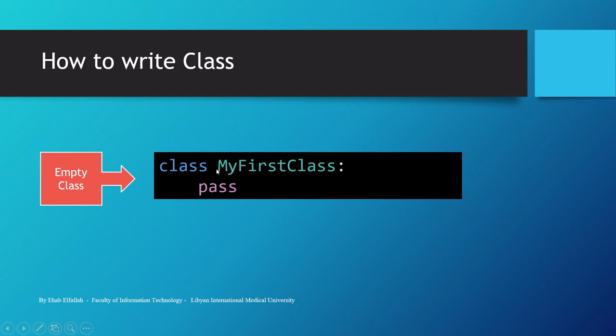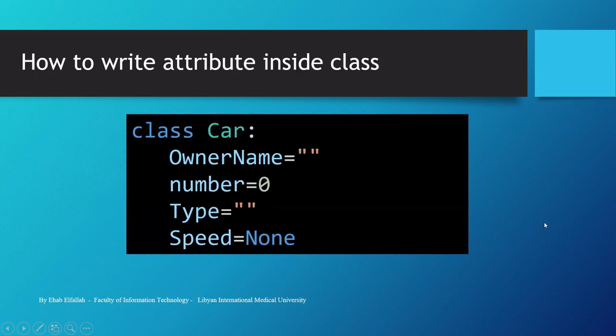So here, this is my first class, and we use the keyword pass if we want to make an empty class. If we don't want to define anything in the body of the class, we just write pass. This is an empty class. So this is how to write a class, and next, how to write attributes inside the class.